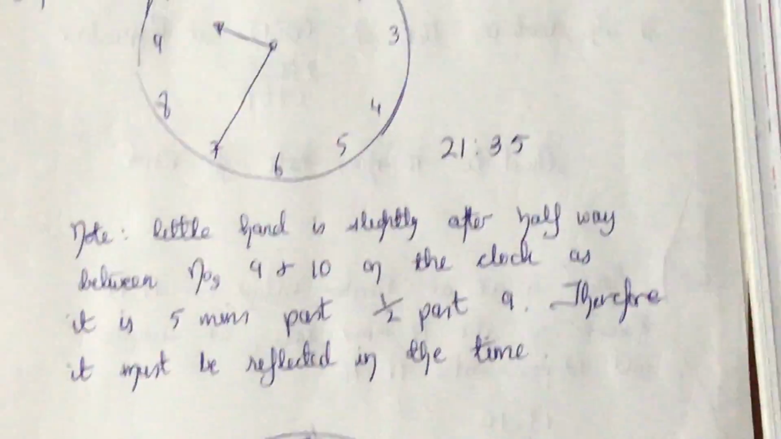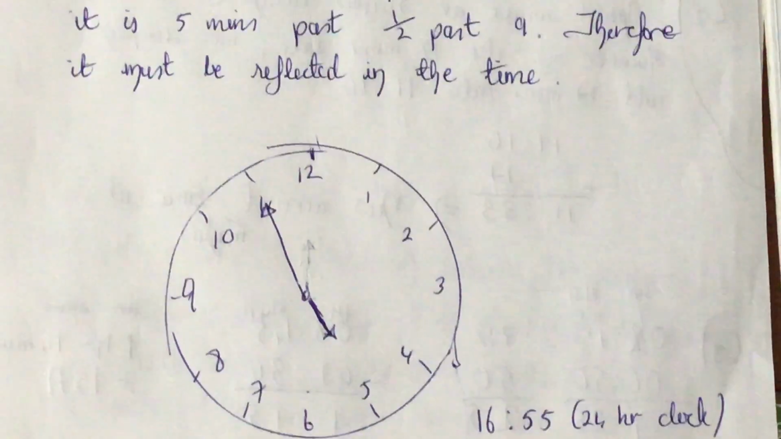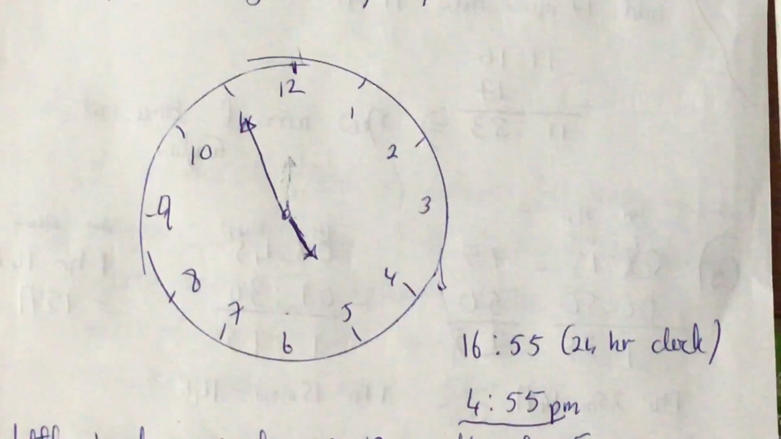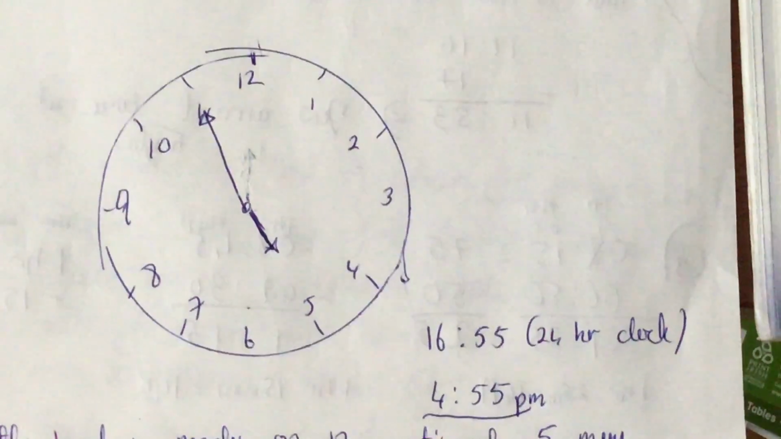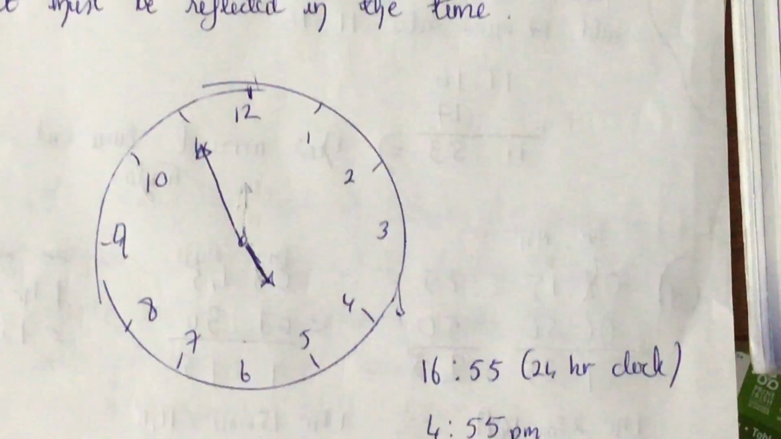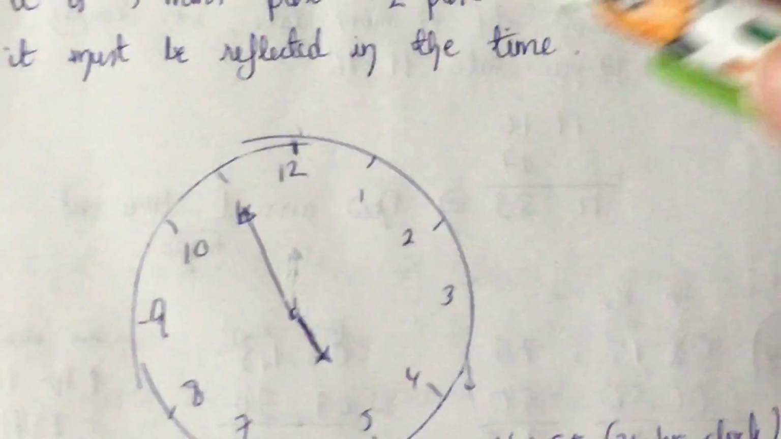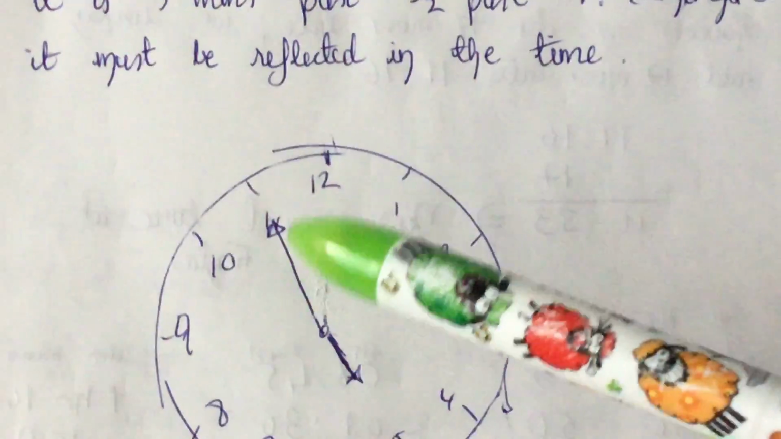So I did that one for you, and then I did this one for you, 16:55. Again, the big hand is on 11 because it's gone 55 minutes past 4 o'clock in the evening. How did I know that? I took 12 away from 16, 4:55. And 4:55 is 55 minutes past 4. Or how many more minutes to get to 5 o'clock? 55 from 60 is 5 minutes, so that's 5 to 5.